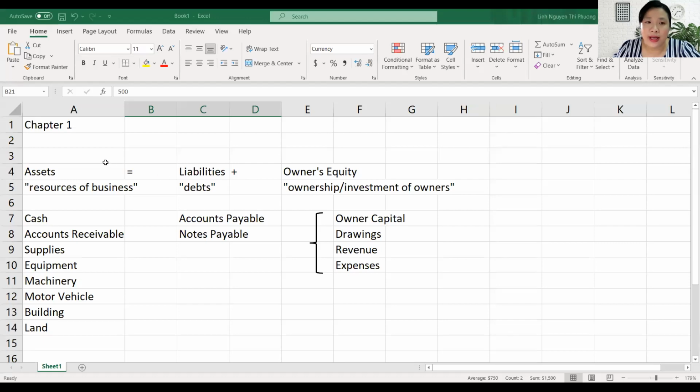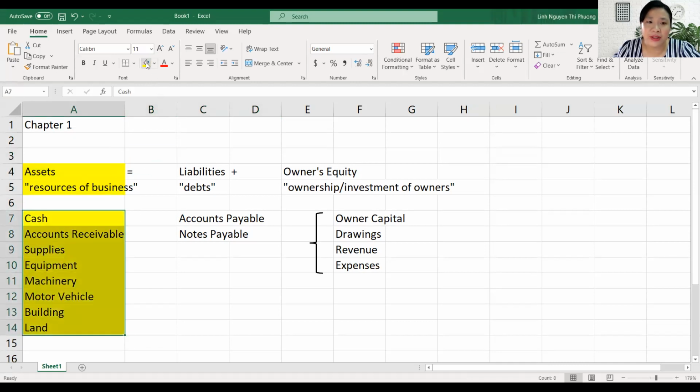So let's look at assets, okay? So we say assets are the resources that the business owns, remember that? Okay, so I'll put it in yellow. So it includes what? Cash, account receivable, supply, equipment, machine, motor vehicle, building, and land.